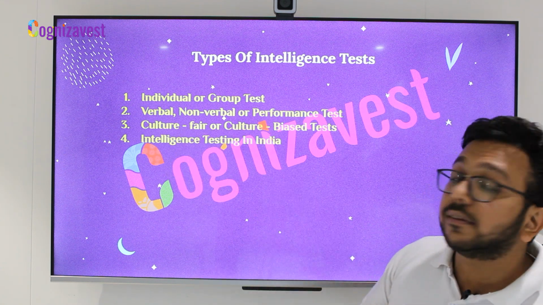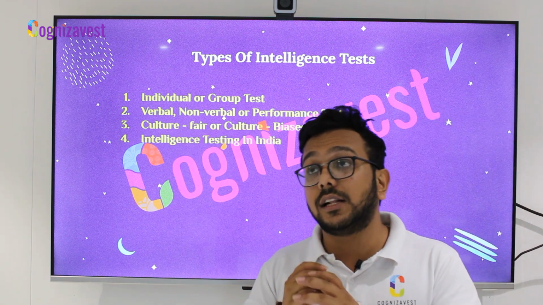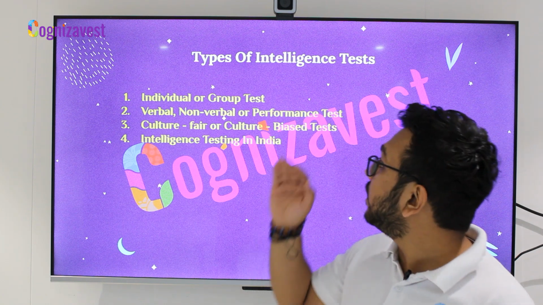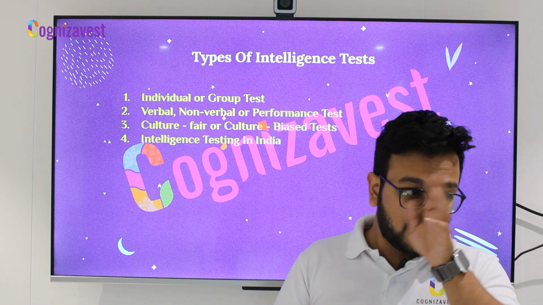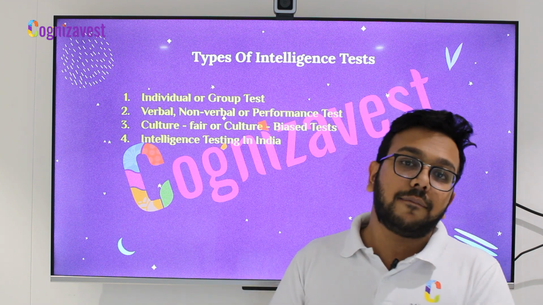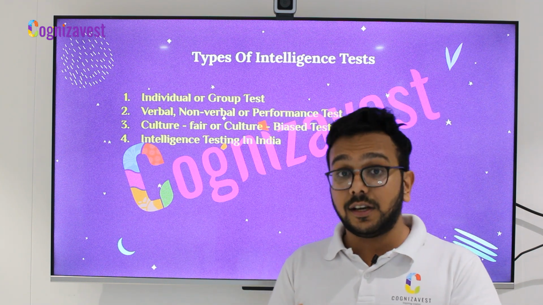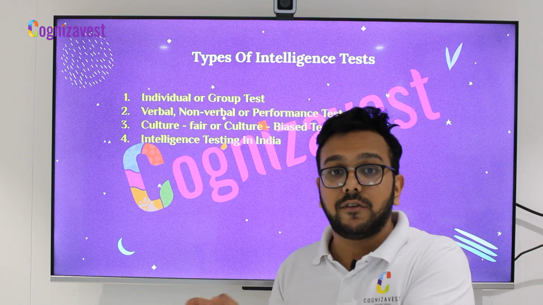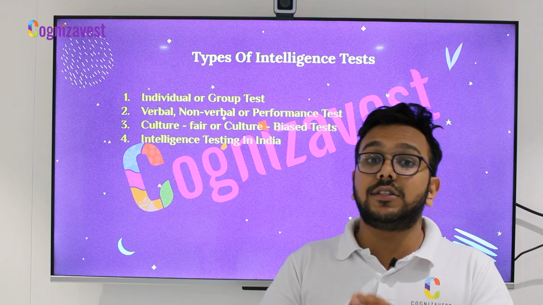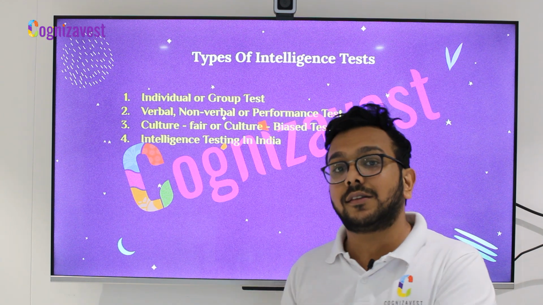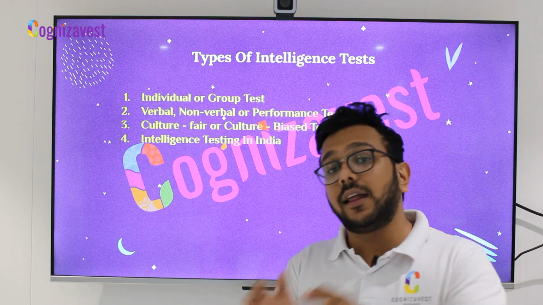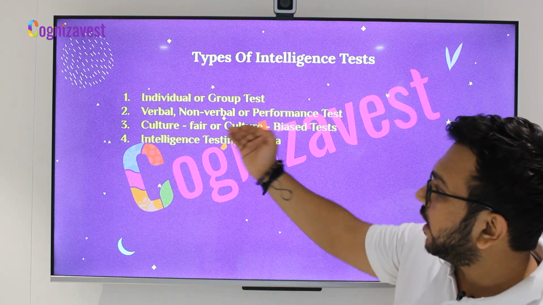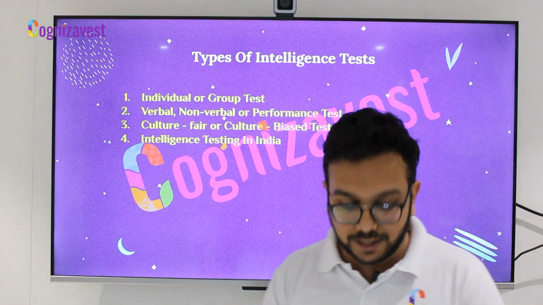Culture fair or culture bias. Culture fair tests are basically tests which are open and appropriate for all cultures. Whereas culture bias tests are tests which are appropriate only for a particular culture. For example, let's say if the Americans made a test, it might be a culture bias test because it will only suit the people of America. Whereas if we make a test which is generic to all, then that test can be used for us Indians and Japanese, Chinese and so on, etc. Right? Okay, then the last topic we have is intelligence testing in India.